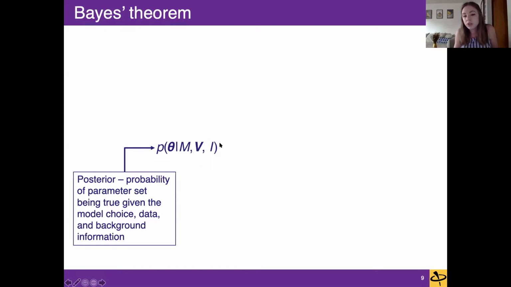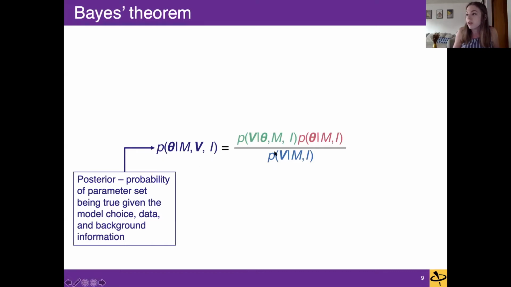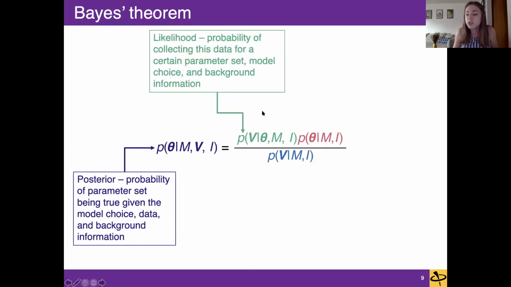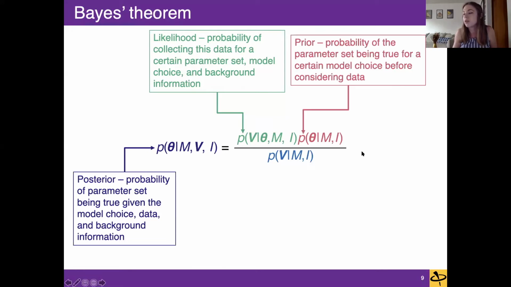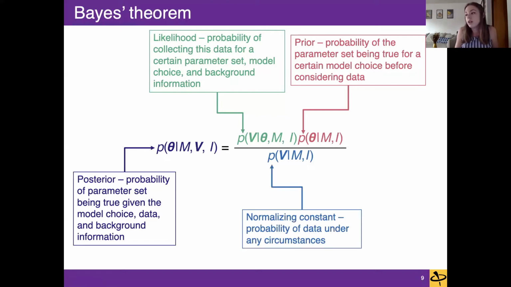And so now this posterior is equivalent to a few other components, a product of a first likelihood function, which says what is the probability of collecting this data for a given parameter set, model choice, and background information, and then aptly named a prior. So what is the probability of my parameter set, just taking into account the model choice and any background information that I might have without considering the data. And then finally, a normalizing constant, just saying what is the probability of this data occurring under any circumstances.